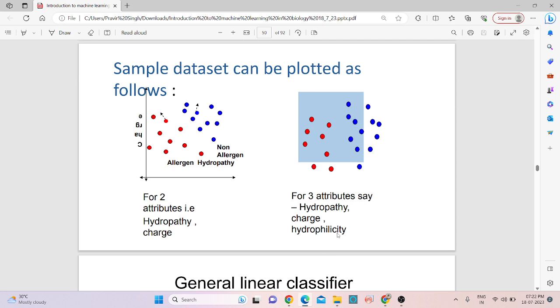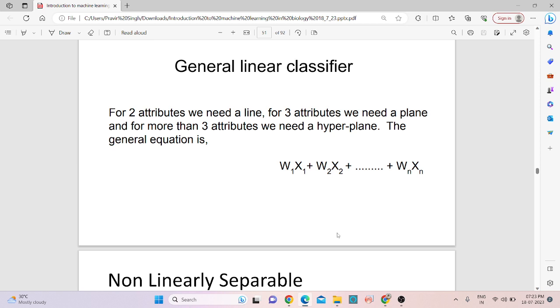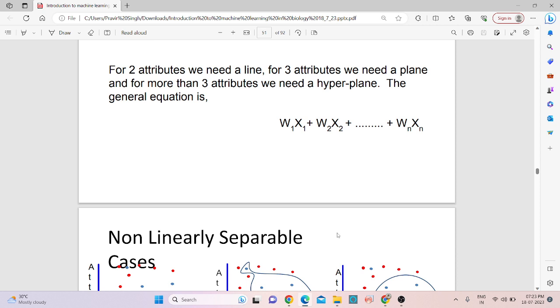Now let us go to the classification. If we have two attributes, then we can use a line to separate the data into two different groups. If we have three attributes, say for example hydrophobicity, charge, and hydrophilicity, we can use a plane which can separate the data into two different groups. If we have more than three attributes, we have to use a hyperplane. Although the hyperplane mathematically exists, we cannot visualize it.